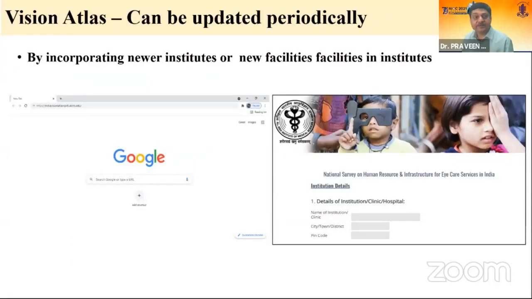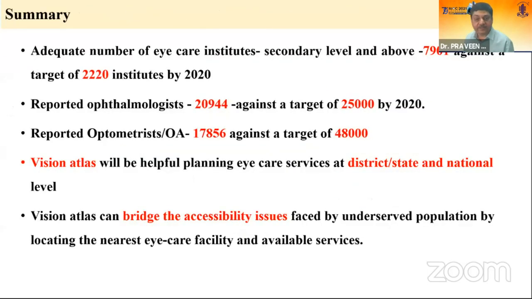And what we are trying is that we can also incorporate newer institutes or newer facilities into this Vision Atlas. That means it can be updated periodically. We don't need these surveys again and again. Institutes can send their data, and it can be updated here only.